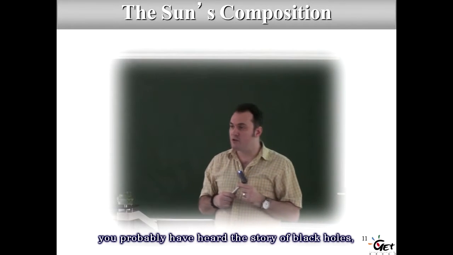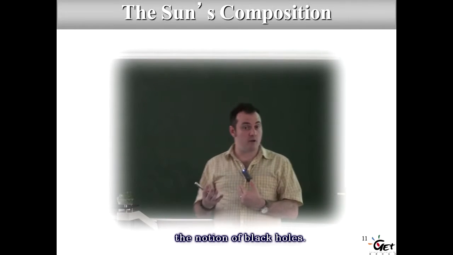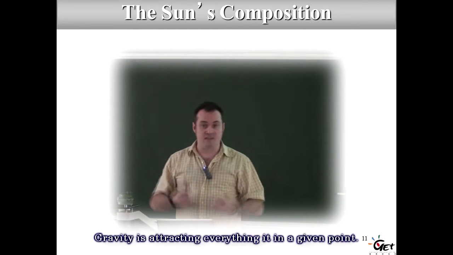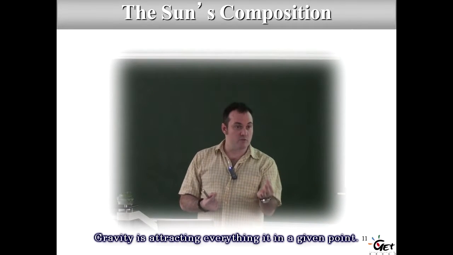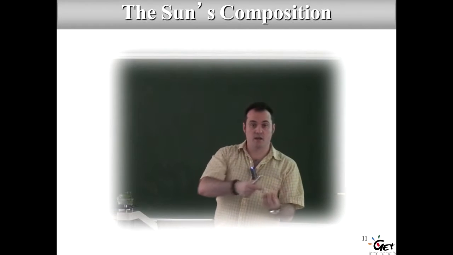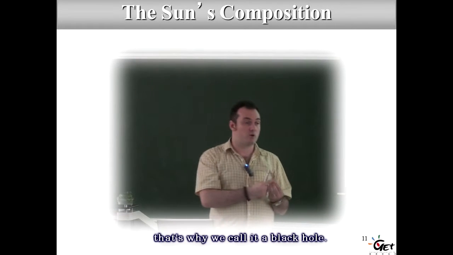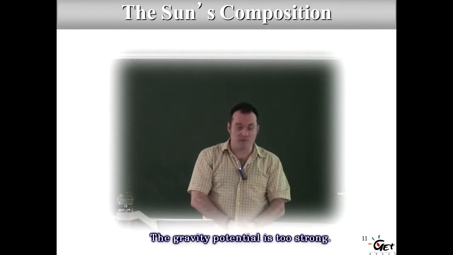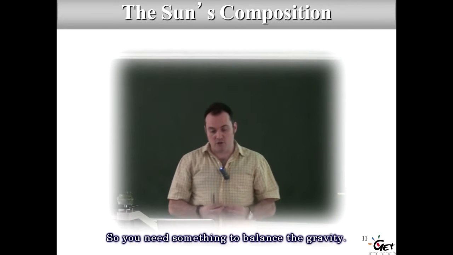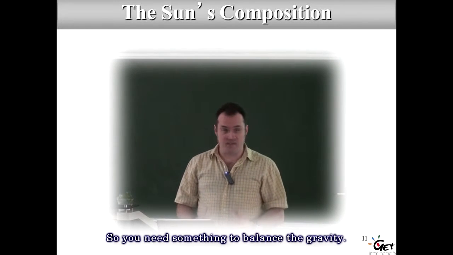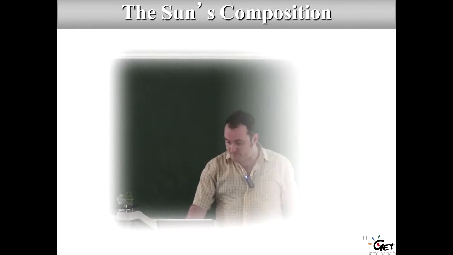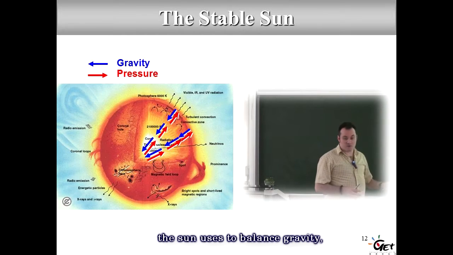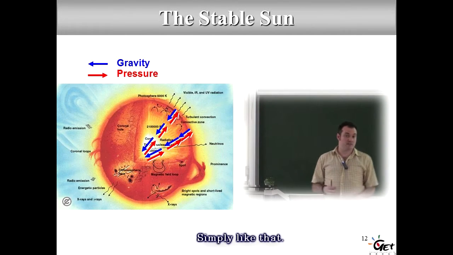You probably have heard the story of black holes, the notion of black holes. Black holes are exactly what happens when gravity goes mad. Gravity is attracting everything to it at a given point. Everything is falling into it. Even light is trapped in it. That's why we call it a black hole. Light can't escape a black hole because the gravity potential is too strong. So you need something to balance the gravity. Otherwise, we end up with a black hole. And the thing the sun uses to balance gravity is pressure, simply like that.